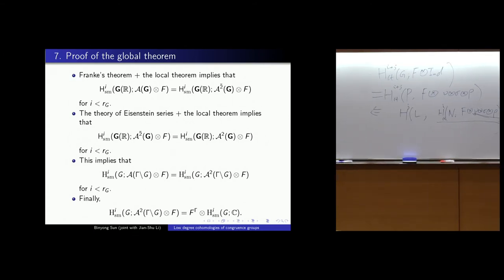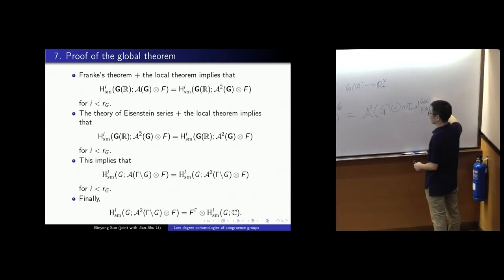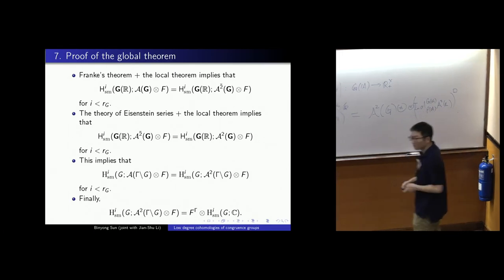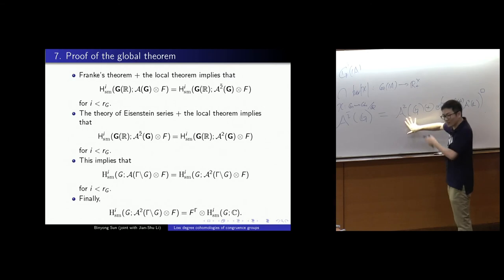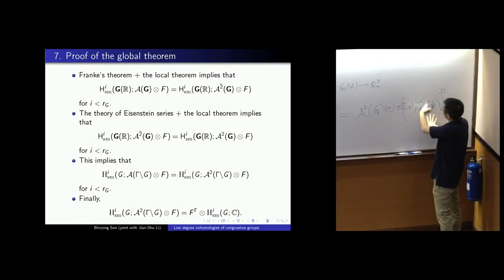This space, of course, has the square integrable automorphic forms inside it, plus some induced representation from G A P, which I call A 2 A, and take some finite group invariance. So by Eisenstein series, we know the space of almost square integrable automorphic forms is a direct sum of square integrable automorphic forms plus some kind of induced representation with some finite group action. The finite group action comes from the intertwining operators.